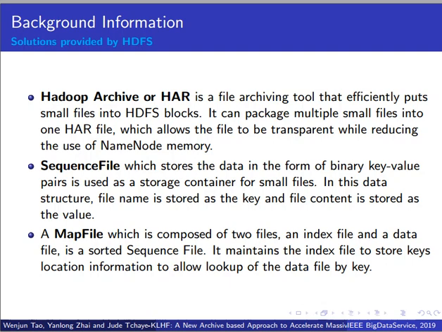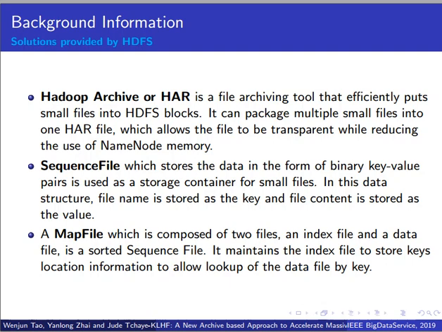A map file, which is composed of two files, an index file and a data file, is a sorted sequence file. It maintains the index file to store key location information to allow lookup of the data file by key. Map file facilitates looking up a key without having to read the full file.